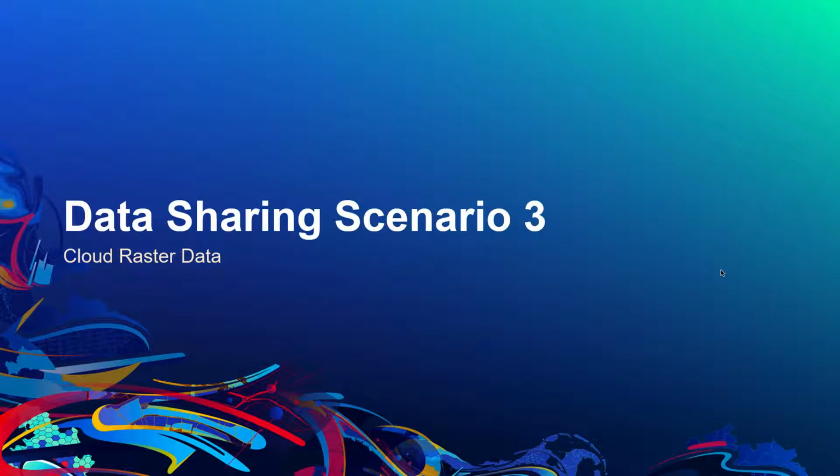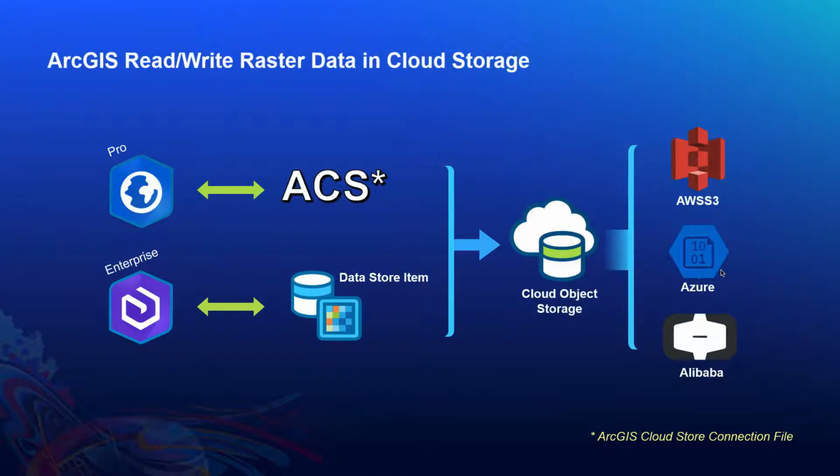The third data sharing scenario I'd like to talk about is the cloud raster data management workflow. ArcGIS supports reading and writing raster data in the cloud store. The cloud store here refers to the cloud object storage. As of today, ArcGIS supports the Amazon AWS S3 blob storage, the Azure blob storage, and Alibaba blob storage. And in ArcGIS Pro, you can create an ACS file, which refers to the ArcGIS Cloud Store connection file, with the Cloud Store account name, access key or secret key, to establish connection to the Cloud Store.